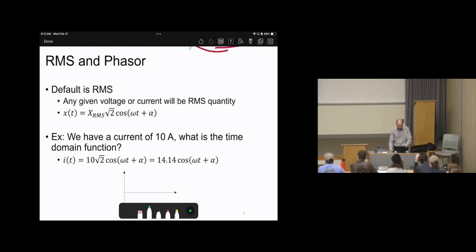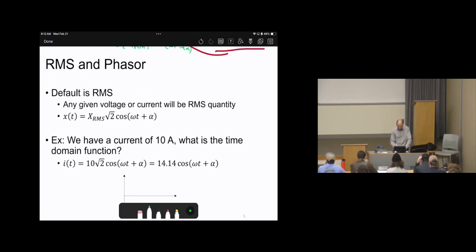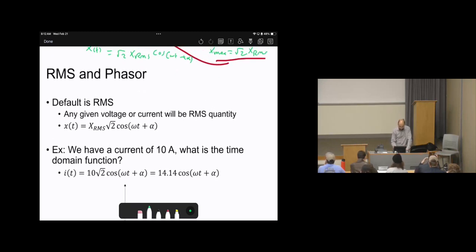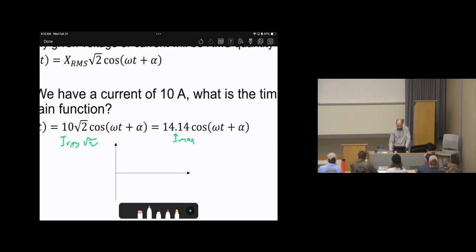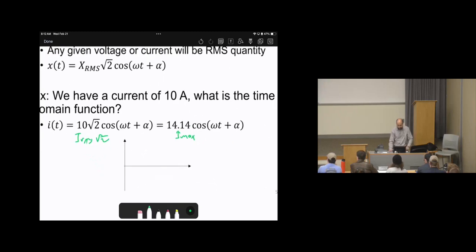Look at this expression. We have i(t) equals 10 square root of 2 cosine(omega t plus alpha), or 14.14 cosine(omega t plus alpha). So basically, this is equivalent to I RMS times square root of 2. This is equivalent to I max.